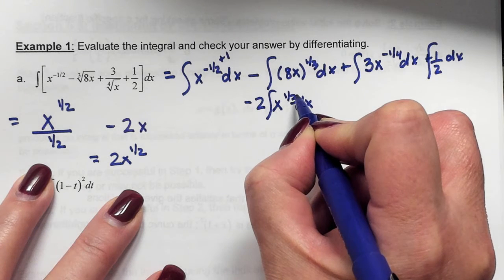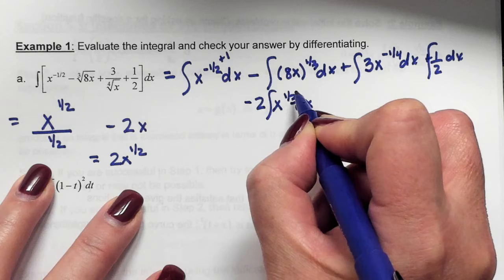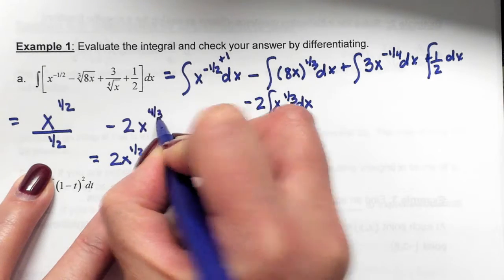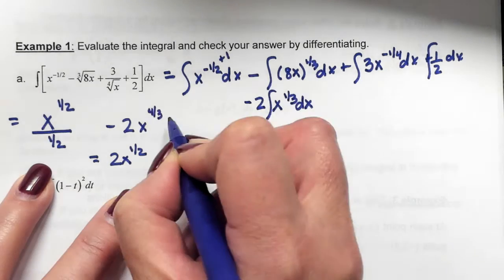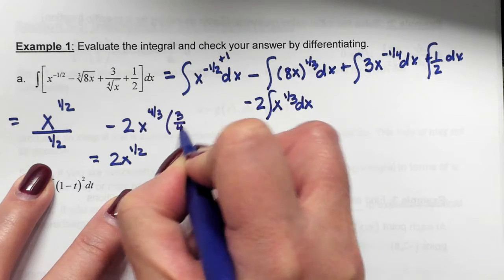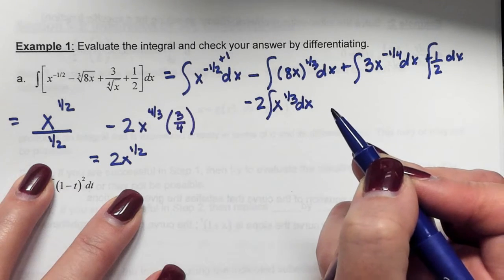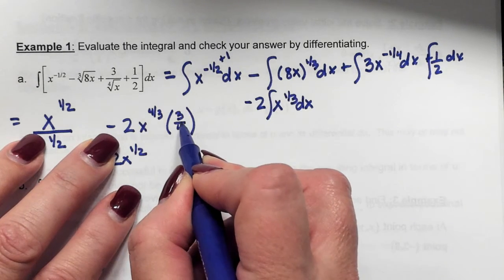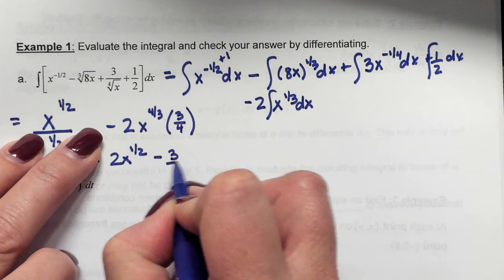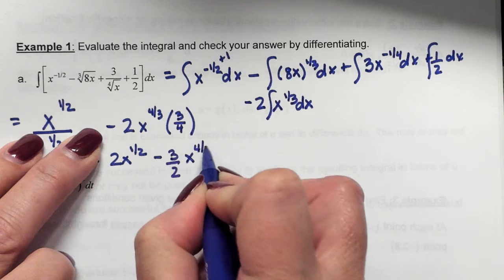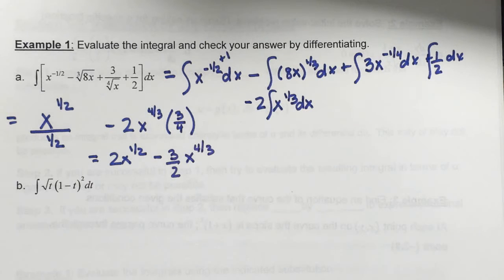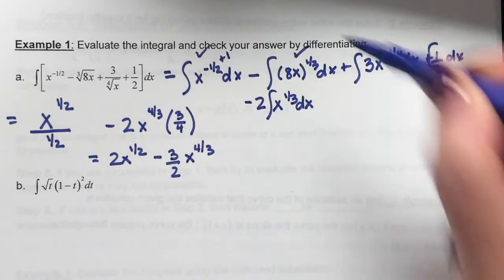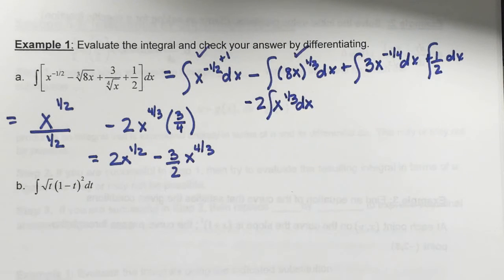I add 1 to this exponent, so 1/3 plus 1 is going to give me an x to the 4/3. But when I divide by 4/3, that's the same as multiplying by 3/4. So when I multiply a negative 2 times 3/4, that's going to give me a minus 3 over 2 x to the 4/3. So that takes care of this. Any questions so far?